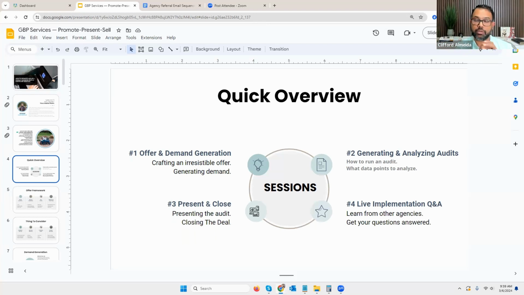And then week 3 is going to be, how do you take that audit report and not spend 15, 20, 30 minutes just overwhelming your lead or customer, right? We'll be speaking specifically about what to present in the audit, how to present the audit, ultimately to help you close the deal. And then lastly, in week 4, it'll be a live implementation Q&A.